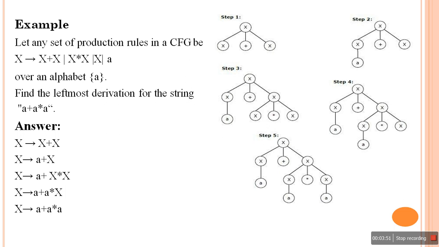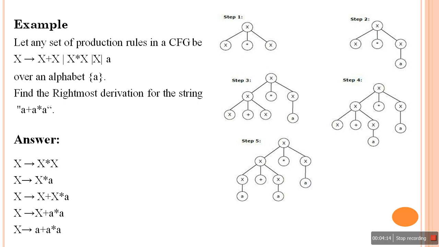x goes to a. We get step 4, and in step 5 we replace the next x with the production rule x goes to a. So after step 5 we see the result a plus a into a. So this is our leftmost derivation for the string.